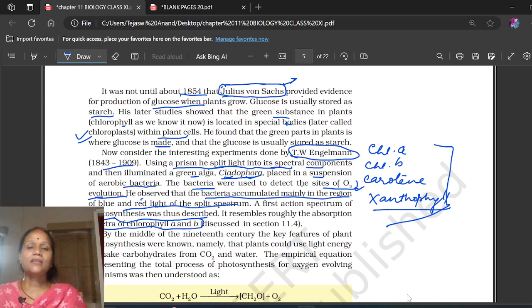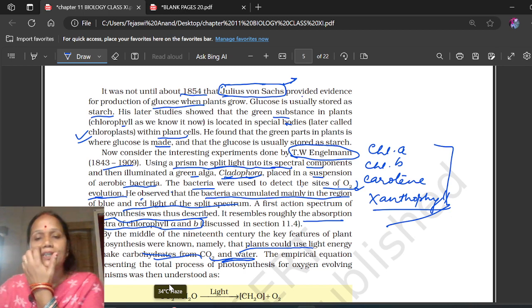So here the spectrum has two types of chlorophyll, A and B. Now we can understand the key features of plant photosynthesis that were known, namely that plants could use light energy. What can plants use? Plants can use light energy to make carbohydrates from carbon dioxide and water. So from here our concept started, that T.W.